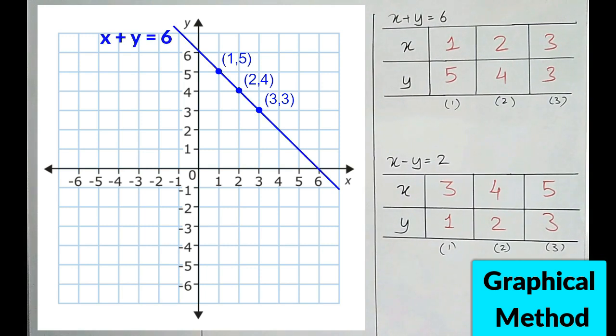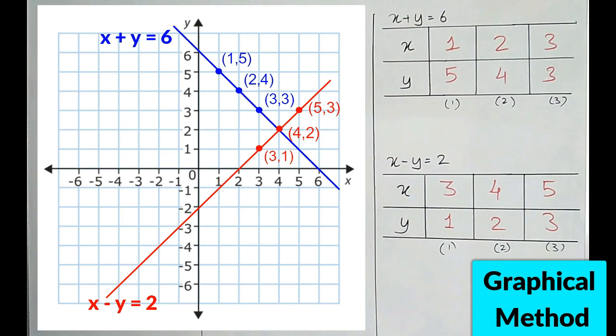Similarly, let us plot a graph for the second equation, that is x minus y is equal to 2. We will start by plotting the first coordinate, that is x is 3, y is 1. Second coordinate, x is 4, y is 2. And third coordinate, x is 5, y is 3. For the second equation also, we are getting a straight line. That means both these equations are linear equations.